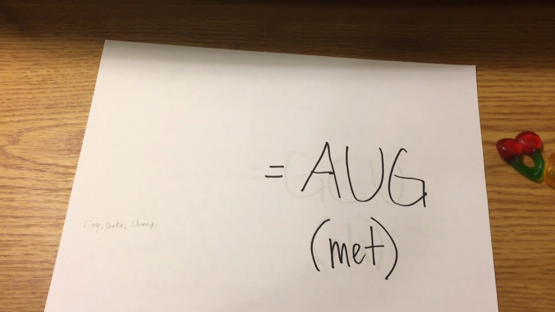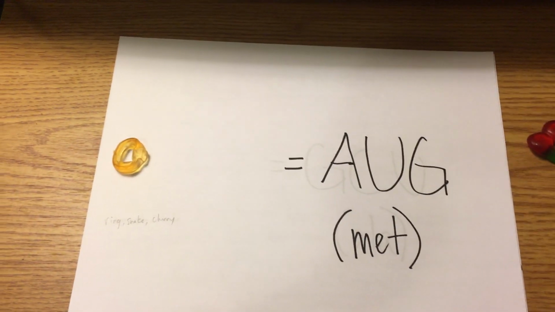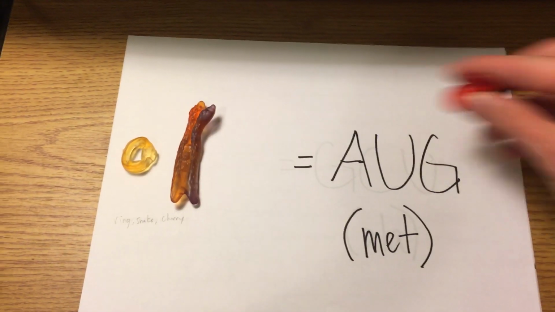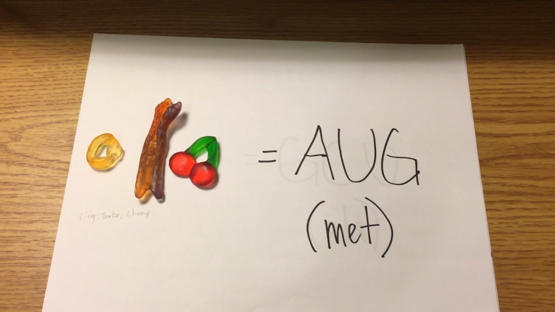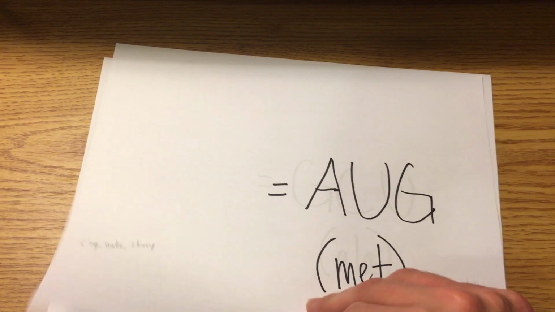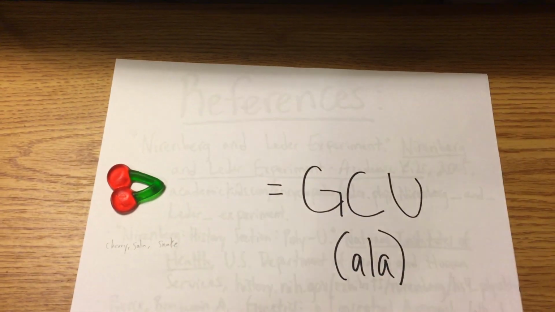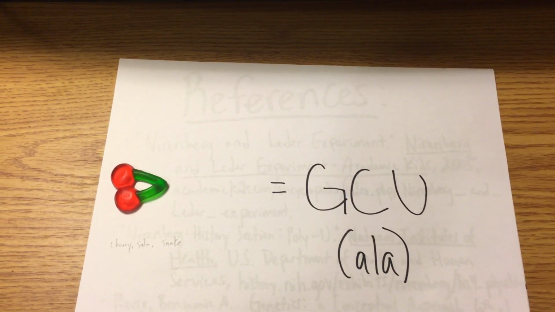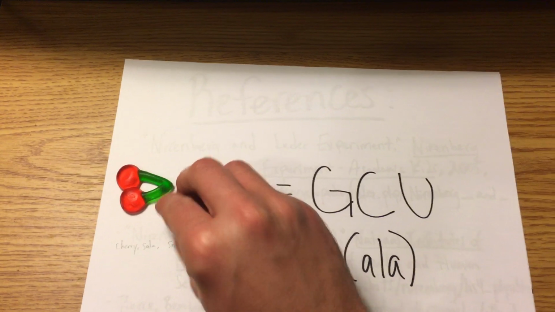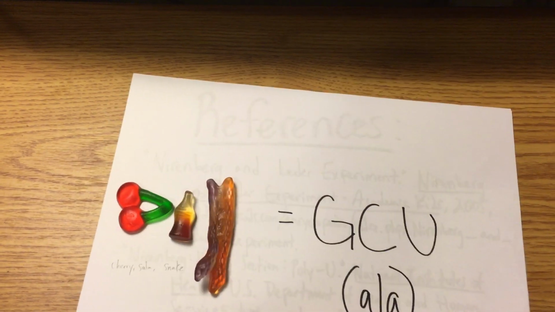So for this one, for example, if we had AUG, which would code for a methionine, it would look definitely different than the poly-U chain, because those nucleotides are different. Another example would be GCU, which would look different than those repeating codons, as well as the methionine that we saw earlier. It would look like that: a cherry, a soda, and then a snake.